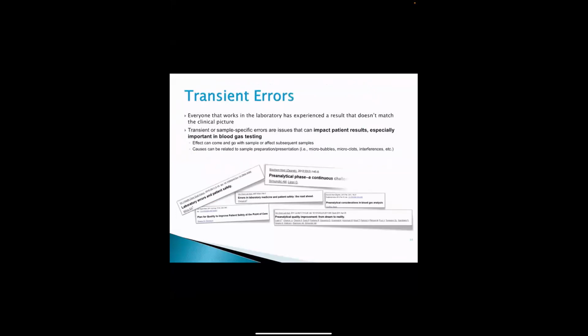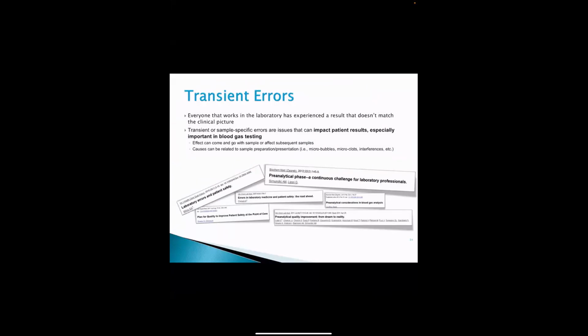In this slide, I will explain about the transient errors or sample-specific errors, which are errors that occur and cause inaccurate sample results, and these errors can come and go without detection. These errors can affect a single sample or multiple samples sequentially.